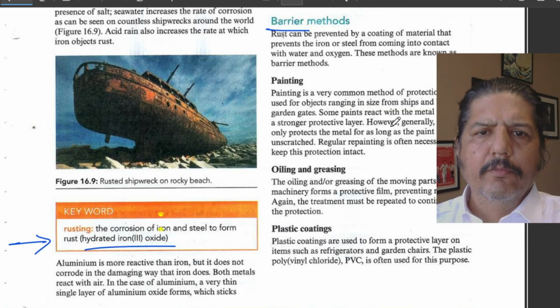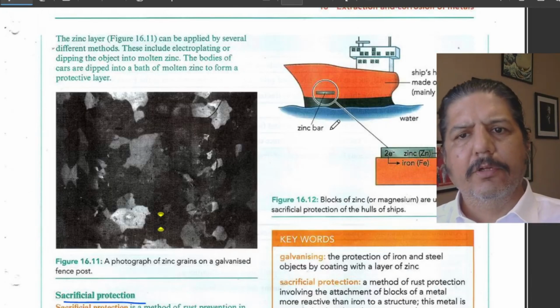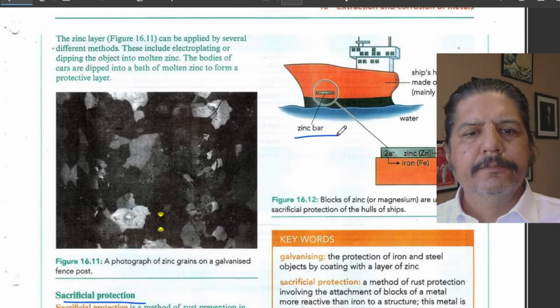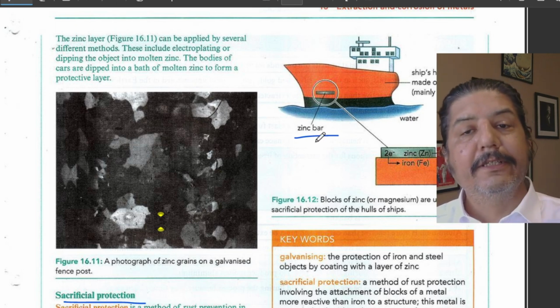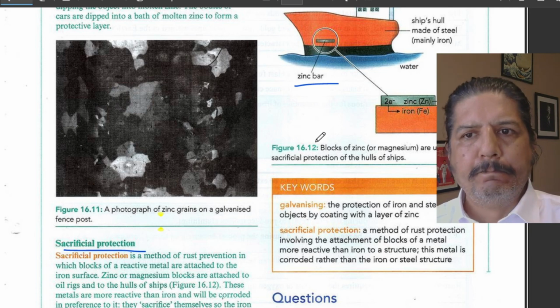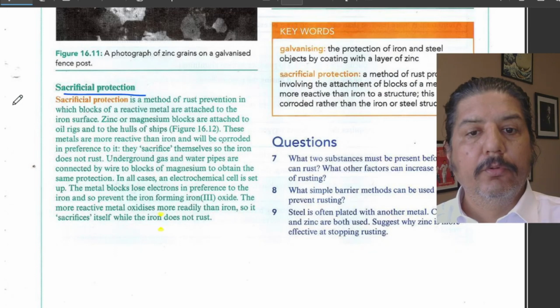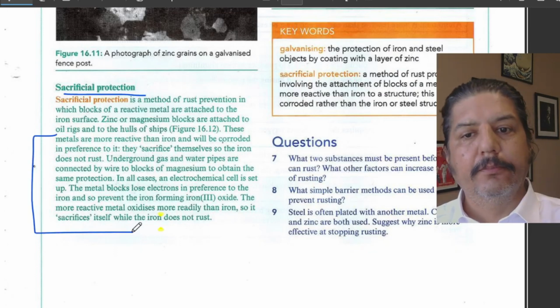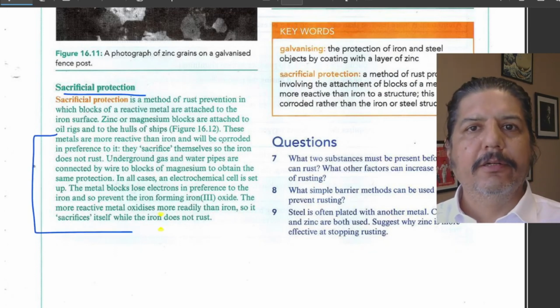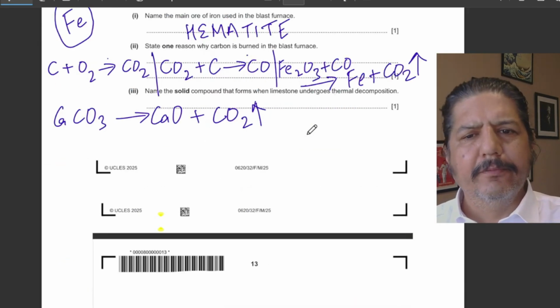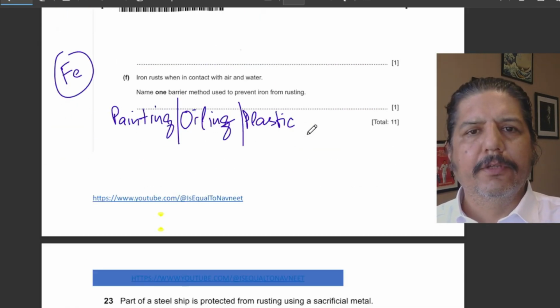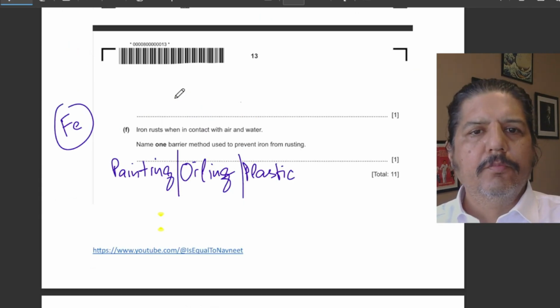Whichever textbook you are referring to, they would have a photograph like this. They have zinc bars on the outside, where zinc is used as a sacrificial metal. You can also have magnesium. If you go through your textbook, they'll have a paragraph on this also. I told you earlier that this is an important topic; one or two questions come from it.